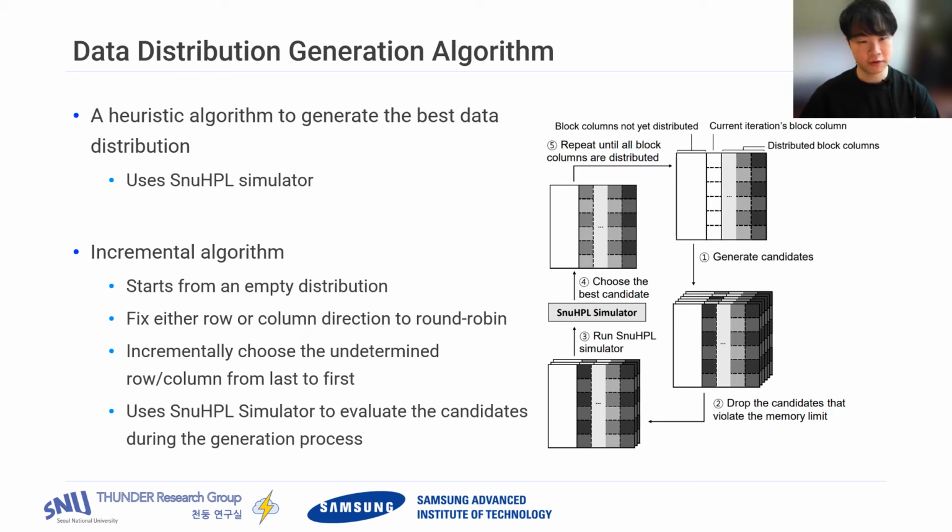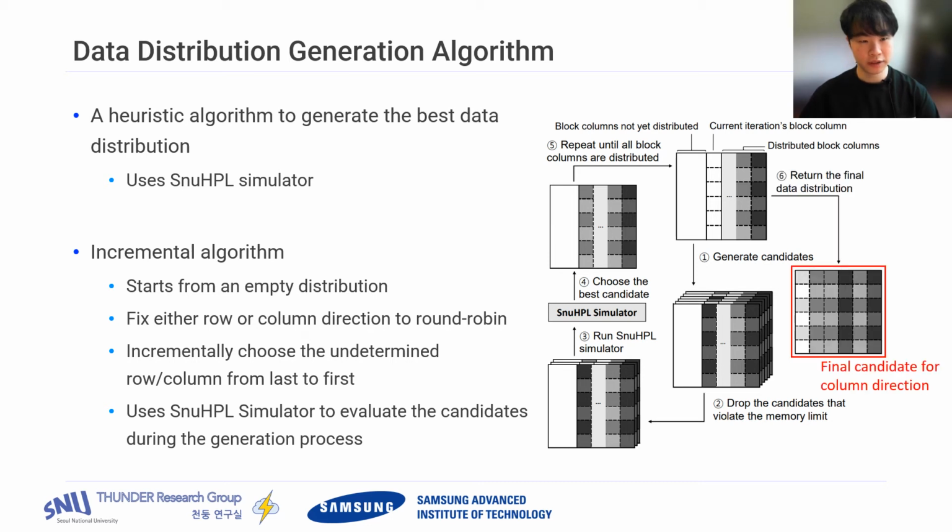Now that the distribution of a block column is decided, the algorithm moves on to the next block column. This process is repeated until all the block columns are distributed. The algorithm keeps the distribution as the final candidate, then repeats the same process with the other direction distributed in a round-robin manner. So this whole process is repeated once more with column direction fixed round-robin, and block rows are free to distribute to any process rows. As a result, it makes one more final candidate. Finally, the best data distribution is determined by comparing the expected running time of the two final candidates.